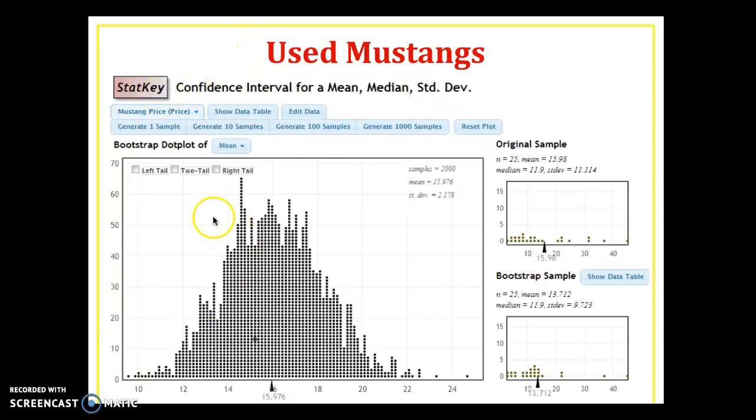So here StatKey has computed that for us. We've got the original sample right here, 15.98, n of 25, and we've got 2,000 dots in here. These are 2,000 different bootstrap samples. The middle of this is going to be about the sample statistic, the sample mean, but really it's that standard deviation that is the key part. This is what we're going to use as our standard error, 2.178.